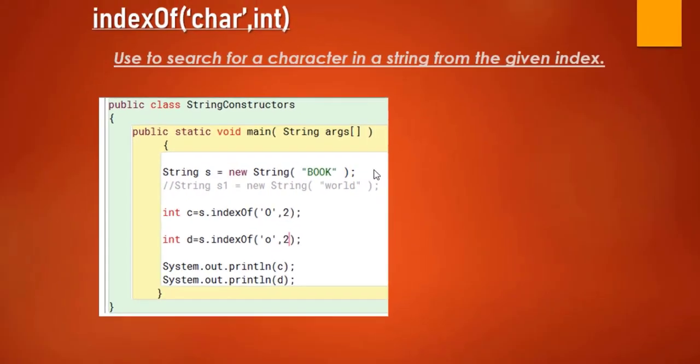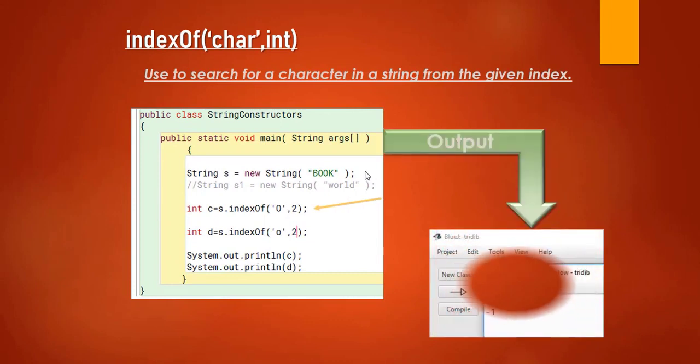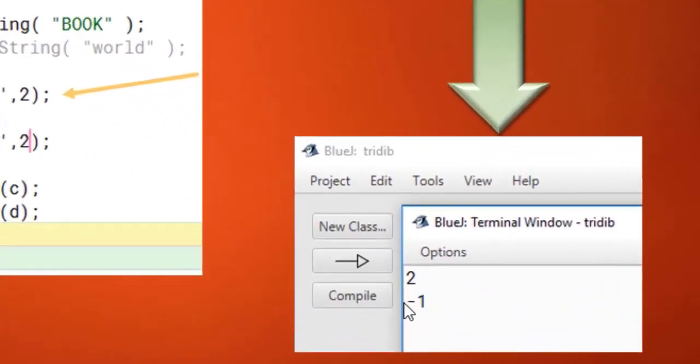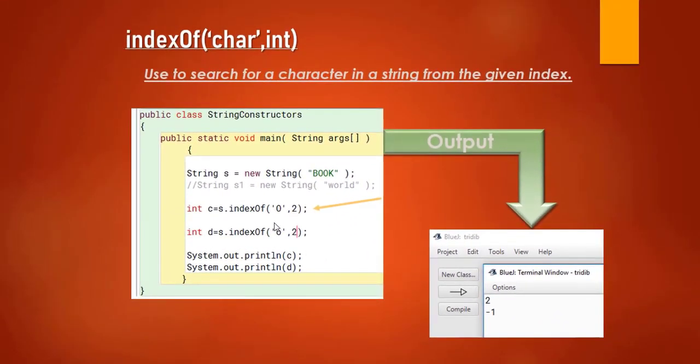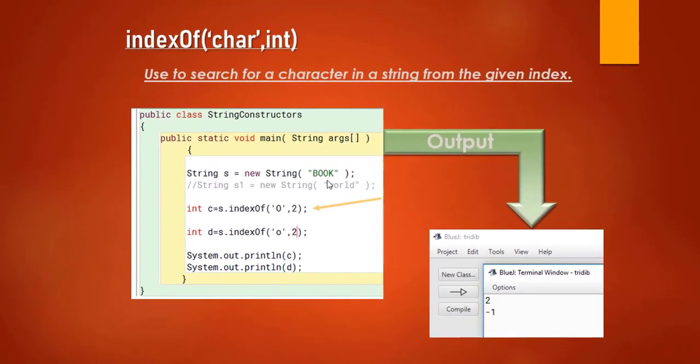So what will be the output for it? Output will be 2 and -1. Why is the -1 here? Because this small o is not present in the string. So as it is not available in the string, for that it will show -1.